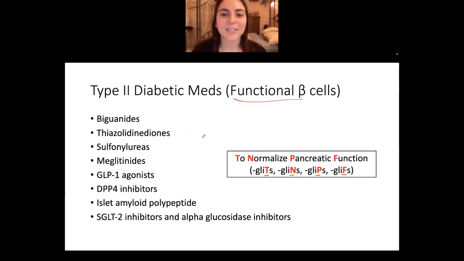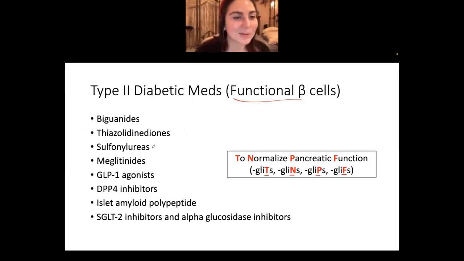But if you're ever stuck and there's just a bunch of random drug names in an answer choice, just be like, okay, this is type 2 diabetes. Let me at least start by looking for a glit, glin, glip, or glyph as one of these answer choices. But you're going to know them, so you're not even going to go there because you're going to know these like the back of your hand.